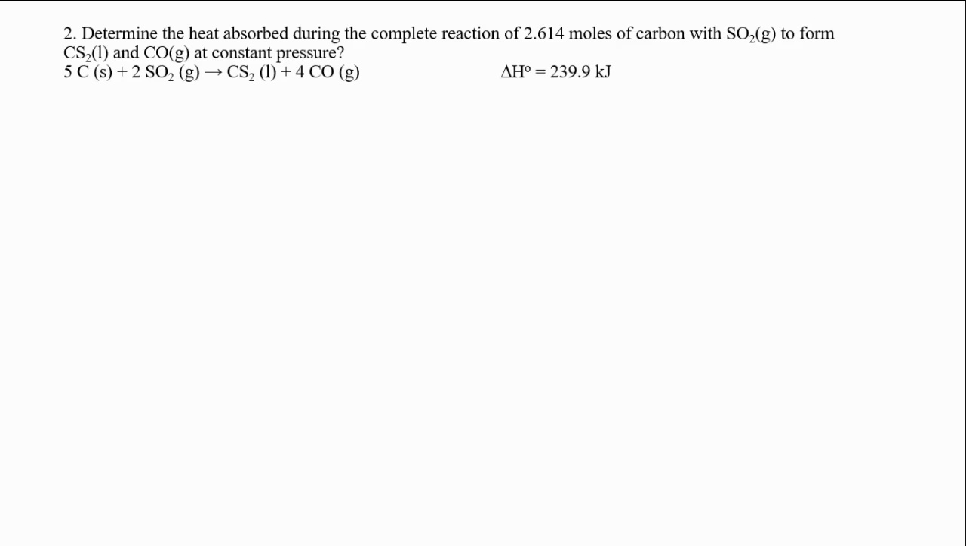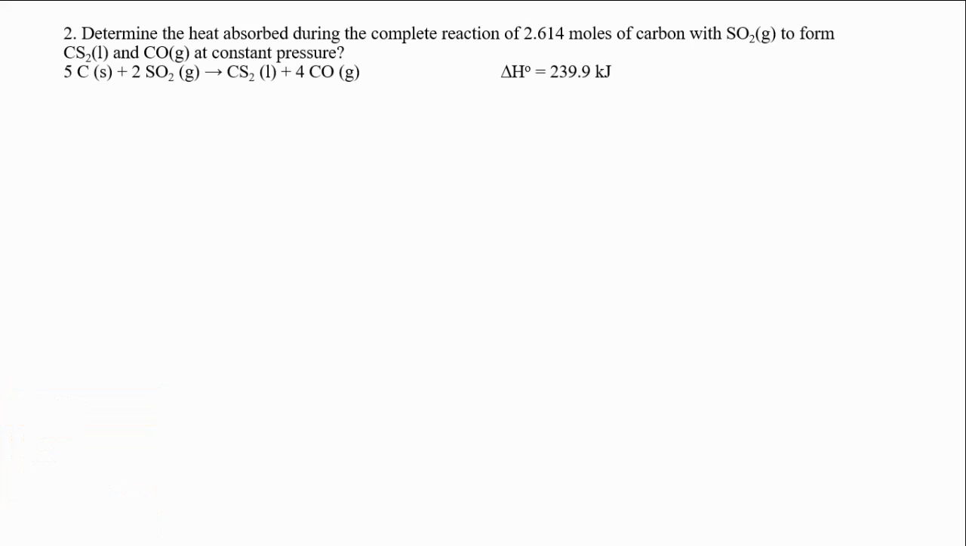Here we have another interesting question. What we have here is carbon reacting with sulfur dioxide to give you carbon disulfide and carbon monoxide. What is important to note is the reaction ratio. As you can see, it's 5 moles of carbon that reacts with 2 moles of sulfur dioxide to give you 1 mole of carbon disulfide and 4 moles of carbon monoxide.